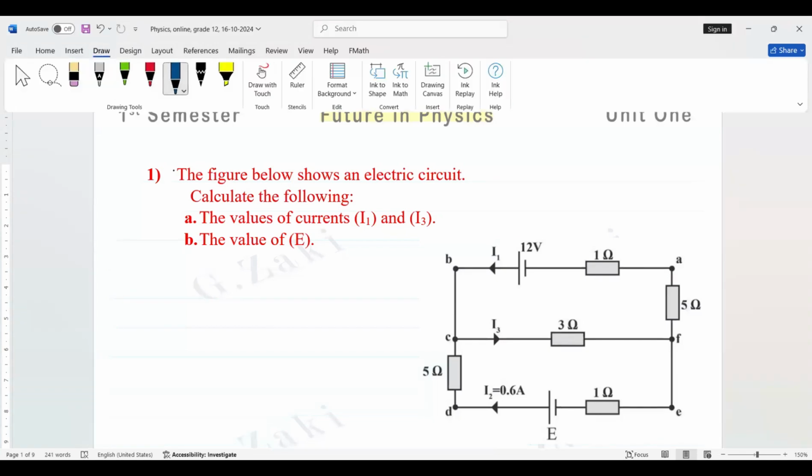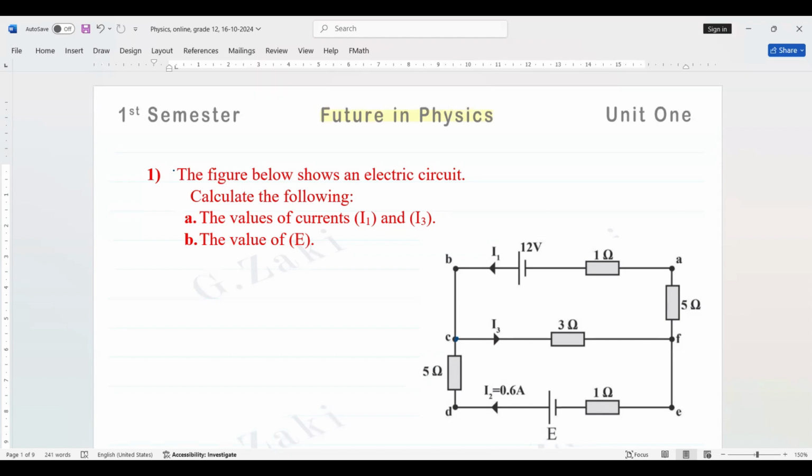So the first step, we use junctions. Point C is a junction, and also point F is a junction. Those are the only two junctions in the circuit. Now, follow the currents. I1 starts at junction F, so this is the direction of the current I1, and it ends at junction C. I3 starts at C and ends at junction F.